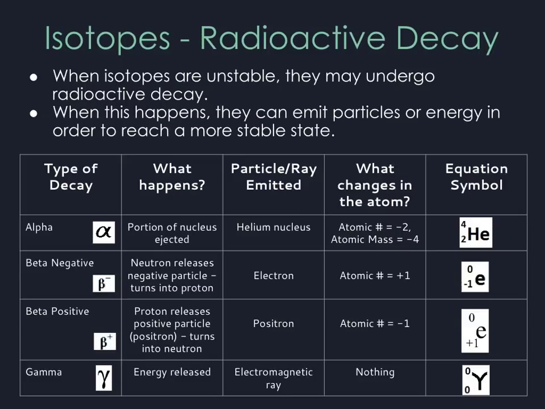There you go. All right, so when isotopes are unstable, the nucleus sometimes is going to, as mentioned, decay. And when it does, it releases certain particles or certain waves of energy. What we have down here at the bottom is a chart that goes through the 4 different types of decay that we're going to be looking at in our class, okay?